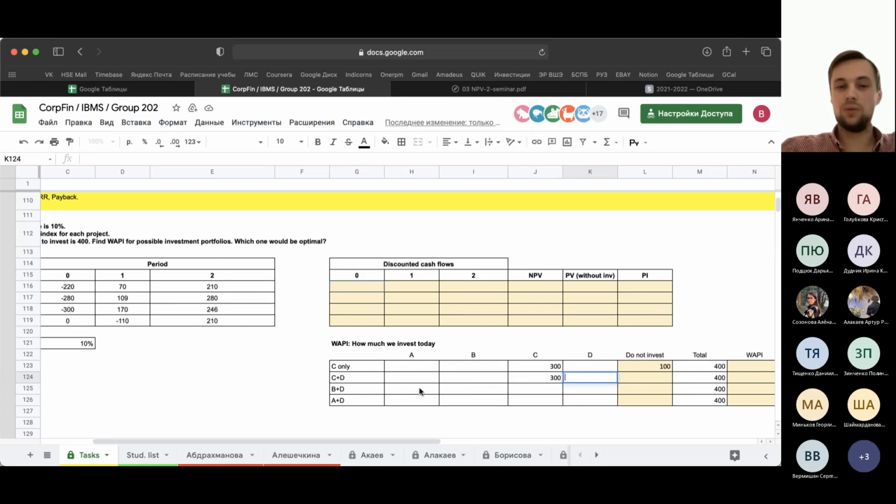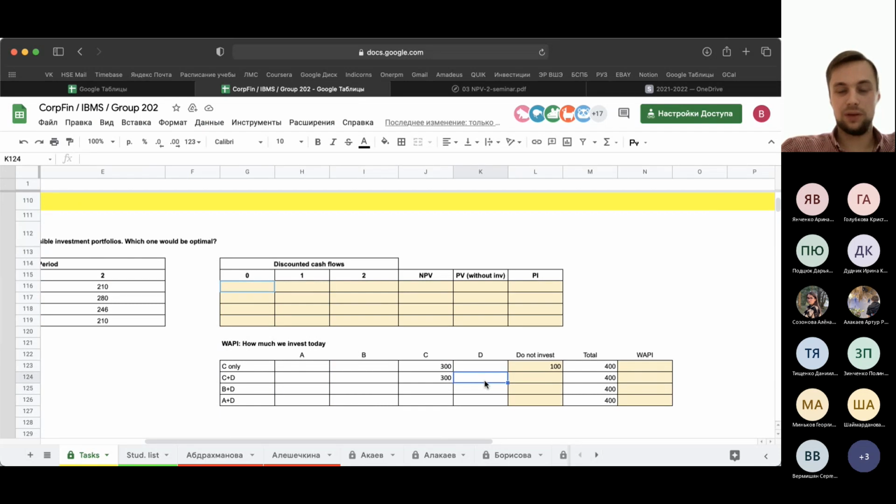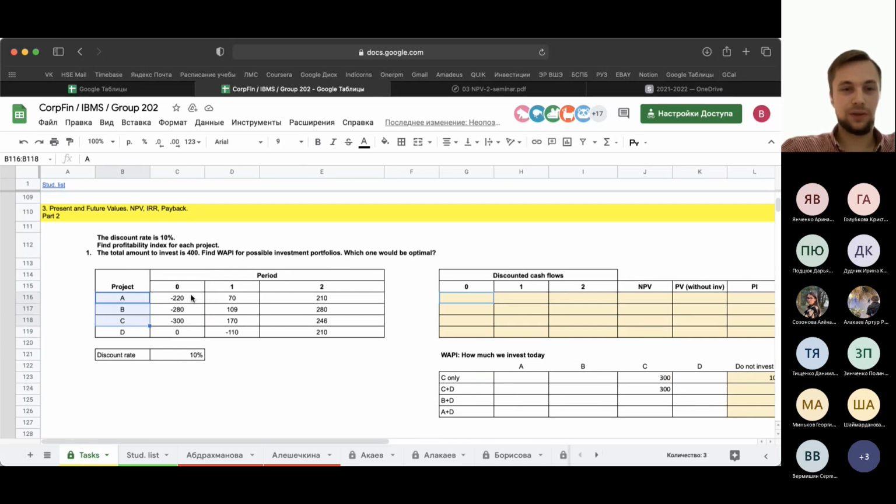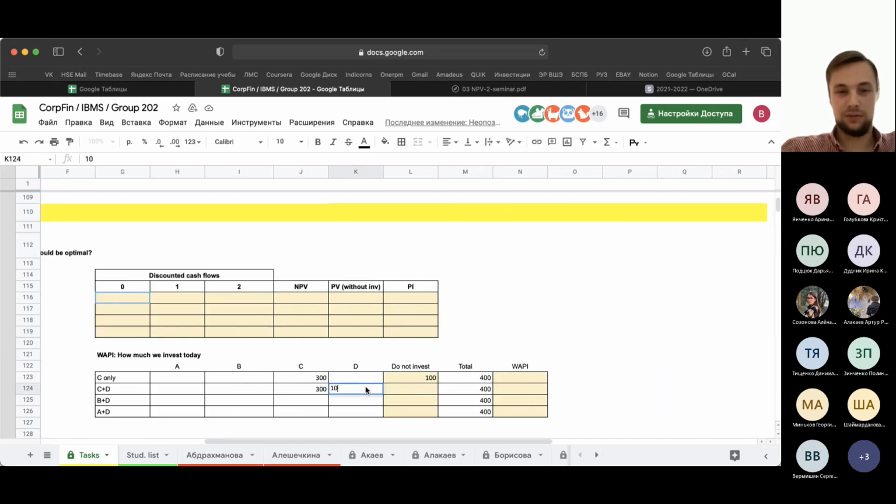Actually, well, why don't I put 110 in D? What do you think? Because you don't have enough resources. There is a limit of $400. Maybe we need to use discounted cash flows. Yeah, we need to use present values. Because for these three projects the present values are the same, as we have period 0, but we have investment in project D in period 1, so we should make it present, so discount it. So I will put 100 here.